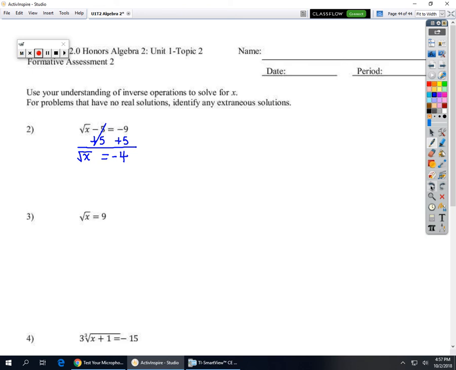But even though there's no solution, you should identify the extraneous one. We should know that this is a no solution problem. But yeah, it's an extraneous solution, so I do need to continue.